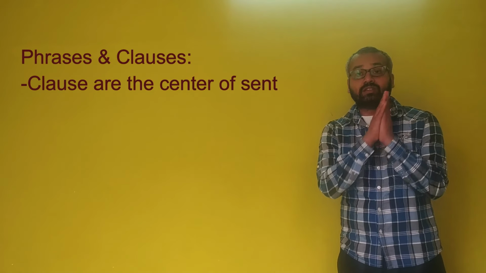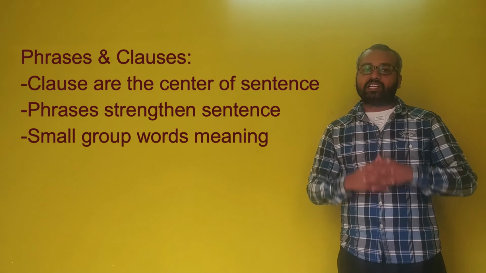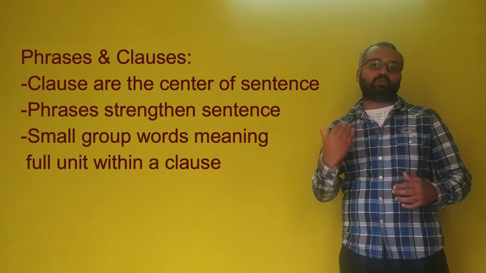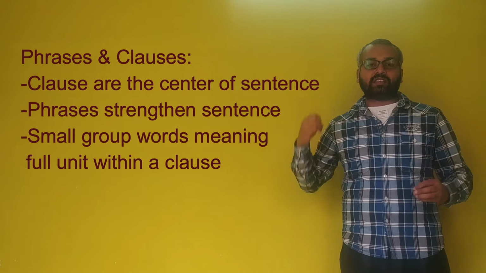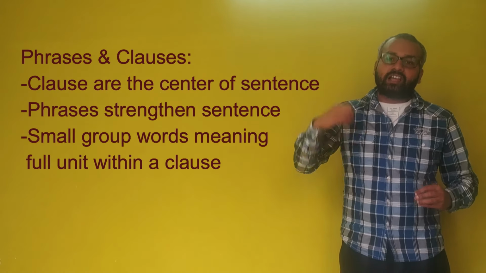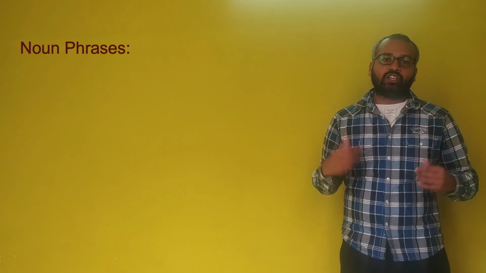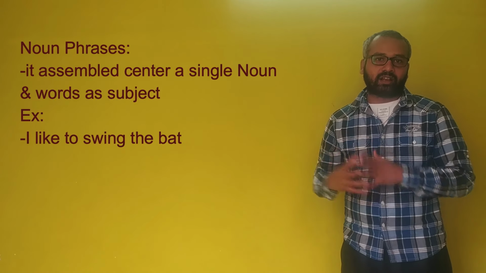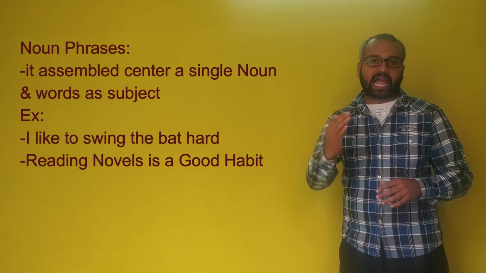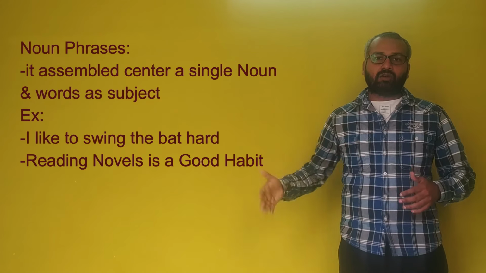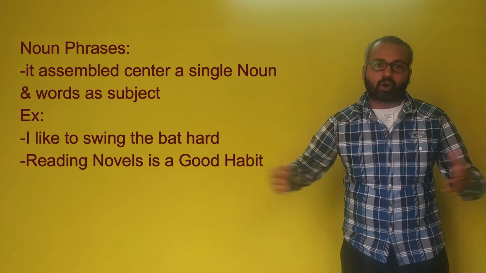Both phrases and clauses are very major elements of English grammar. Clauses are the center of the sentence, and phrases make the sentence more meaningful. A phrase is a small group of words that form a meaningful unit within the clause. For example, a noun phrase is usually built around a single noun or word as a subject. I like to swing the bat. Swing the bat we consider a noun phrase. Reading novels is a good habit. Reading novels we consider a noun phrase.